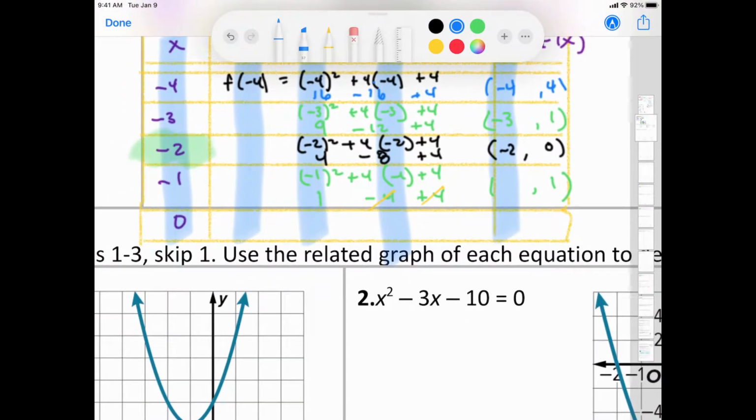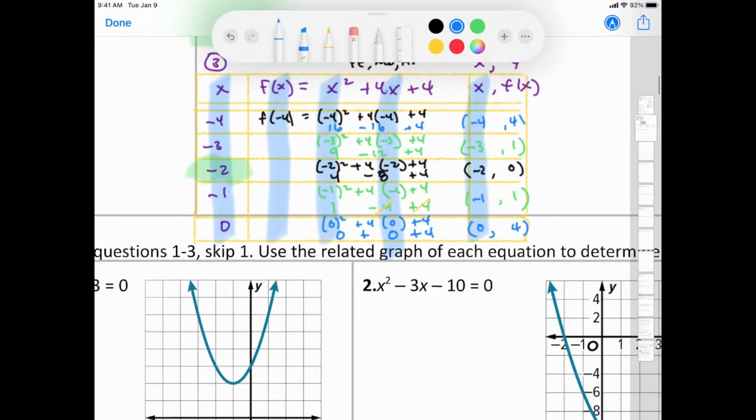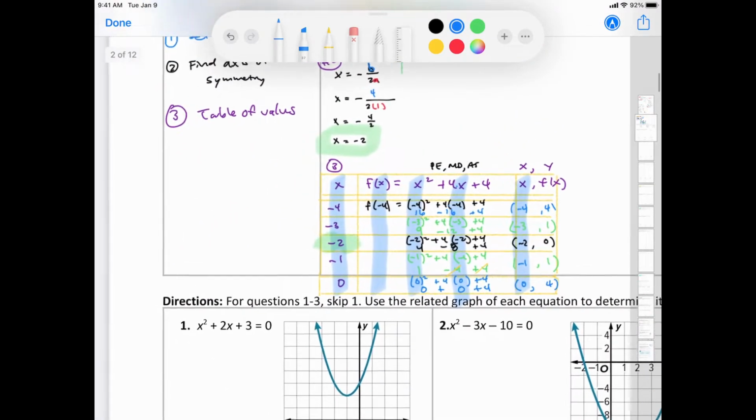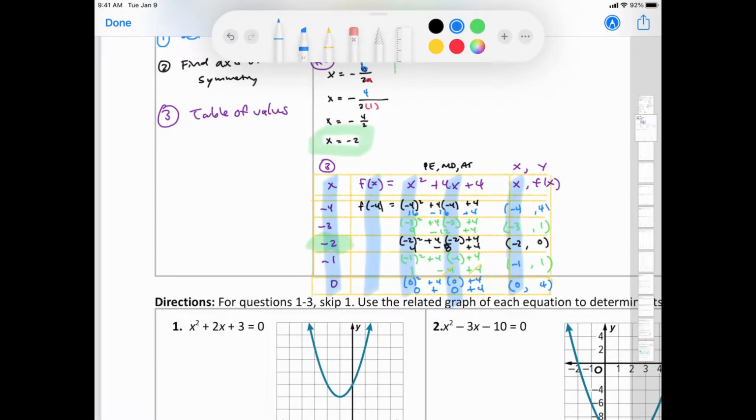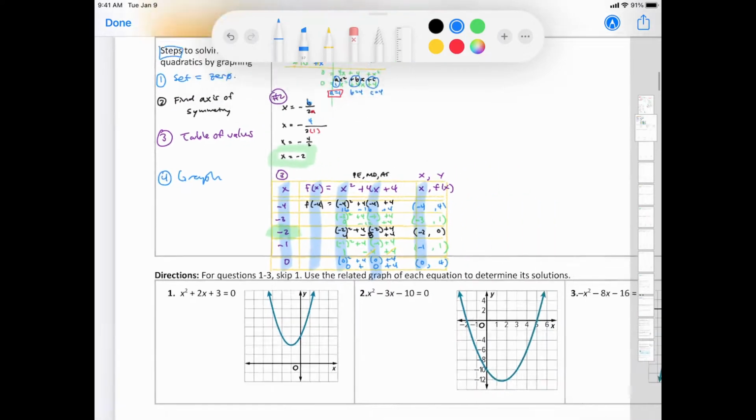So let's put in 0. 0 squared plus 4 times 0 plus 4. So 0 squared is 0, 4 times 0 is 0, plus 4, 0 plus 4 gives me 4. So if I put in 0, I get 4, and above we had negative 1, 1. Okay, so that is our table of values. All right, next we need to graph it. Let's graph this.